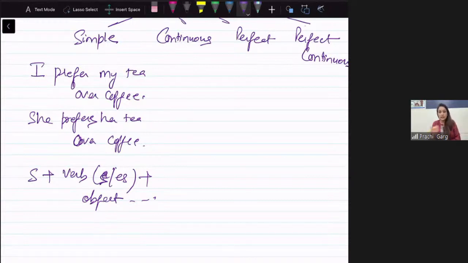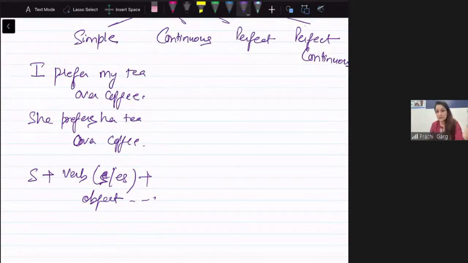I brush my teeth every day. My baby eats 2 meals a day, right? So this is something that happens every day, and we use simple present. The sun rises in the east. Now this is a truth. This is a scientific truth. This will never change. So we always use simple present for this. Some things that will never change, that are scientifically true, that's a universal truth. We use simple present for it.